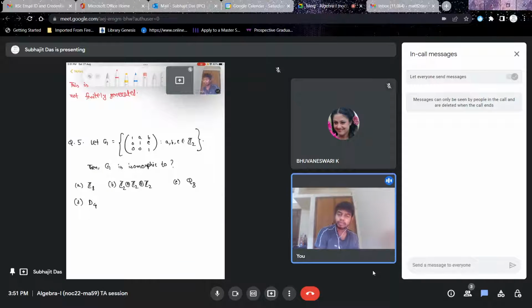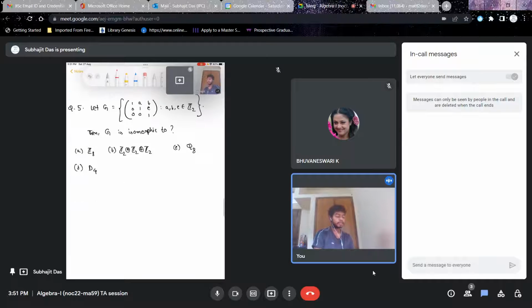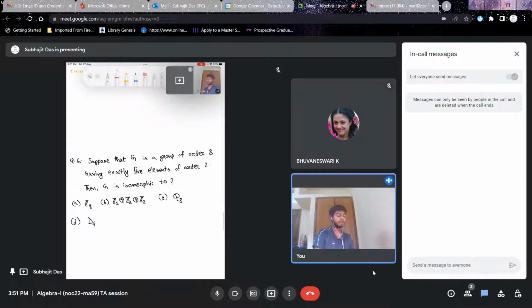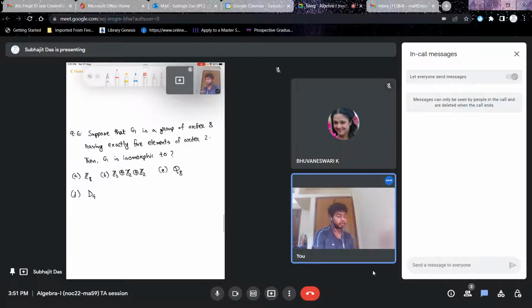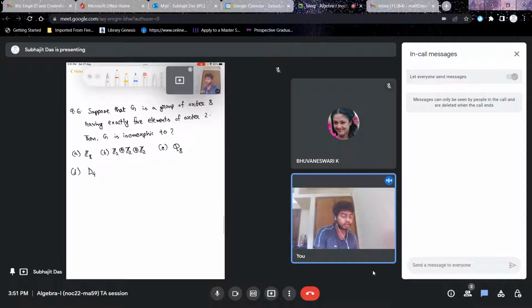So before we solve question 5, let us go to question 6 instead, because we will be using something from question 6 to solve question 5. Okay, so let's see the question first. You are given that G is a group of order 8 which has exactly 5 elements of order 2. Then G is isomorphic to which of the following groups? That is what we need to find.